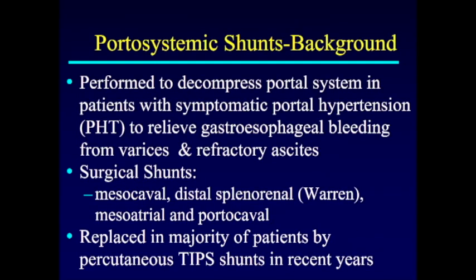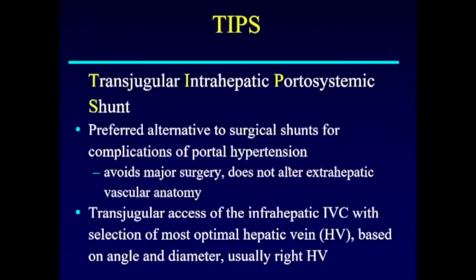So that leads me into the last part of my presentation, portosystemic shunts. They are performed to decompress the portal system in patients with symptomatic portal hypertension and to relieve the gastroesophageal bleeding that can occur from varices and the development of refractory ascites. Previously, we had surgical shunts: the mesoatrial shunt, the mesocaval shunt, the portocaval shunt, and the distal splenorenal or Warren shunt. These have been replaced in the vast majority of patients by percutaneous TIPS shunts in the last 2 decades.